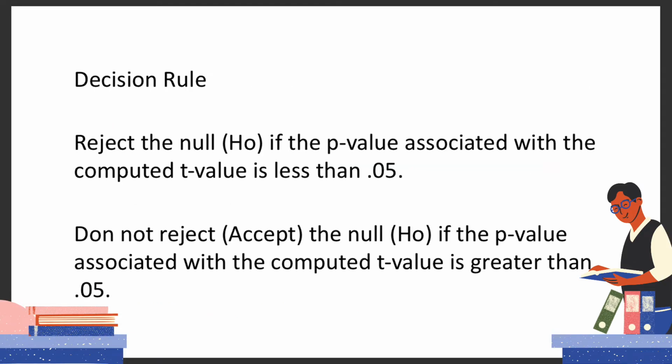Now, for the decision rule, we will reject the null hypothesis if the p-value associated with the computed t-value is less than 0.05. We do not reject the null hypothesis if the p-value associated with the computed t-value is greater than 0.05.